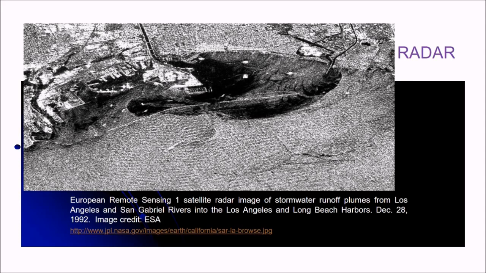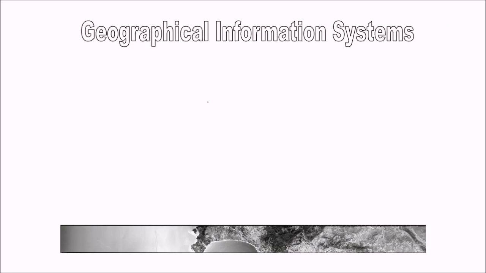We already said that radar is also used, and this is active remote sensing. So this is a European ERS-1, European Remote Sensing satellite radar image of stormwater runoff plumes from the Los Angeles and San Gabriel rivers into the Los Angeles and Long Beach harbors. As you see, SAR is basically dependent on reflection. Where the reflection is high, you will see a black area. Where it is less, or the electromagnetic radiations are not coming through to the sensor, there will be a white area. Now we come to the geographical information system part.